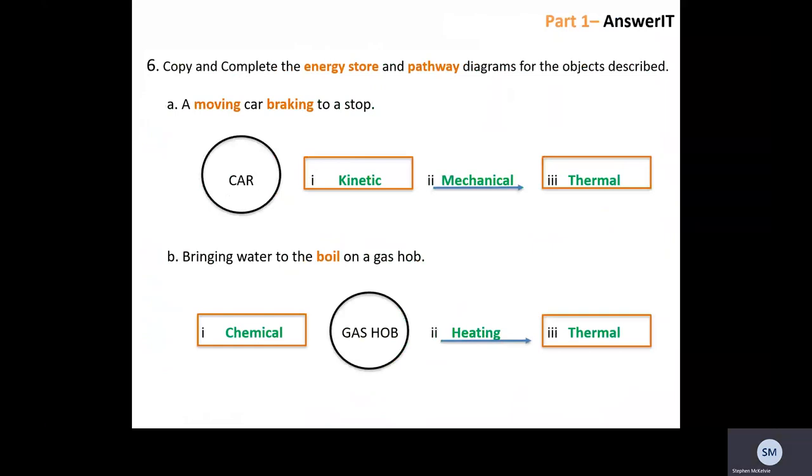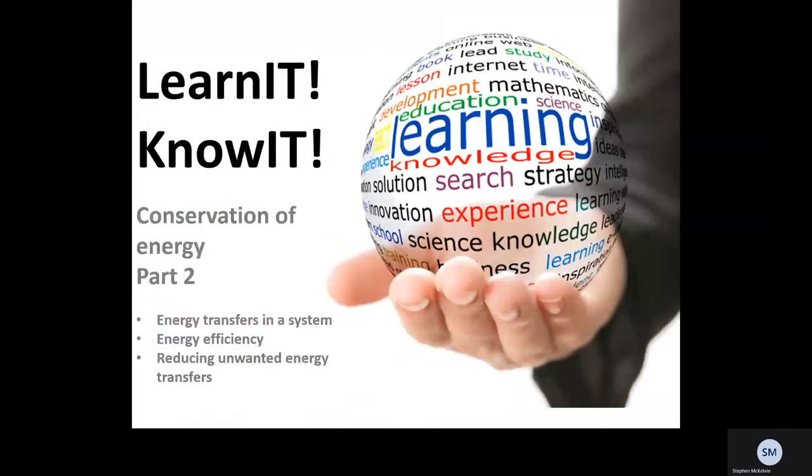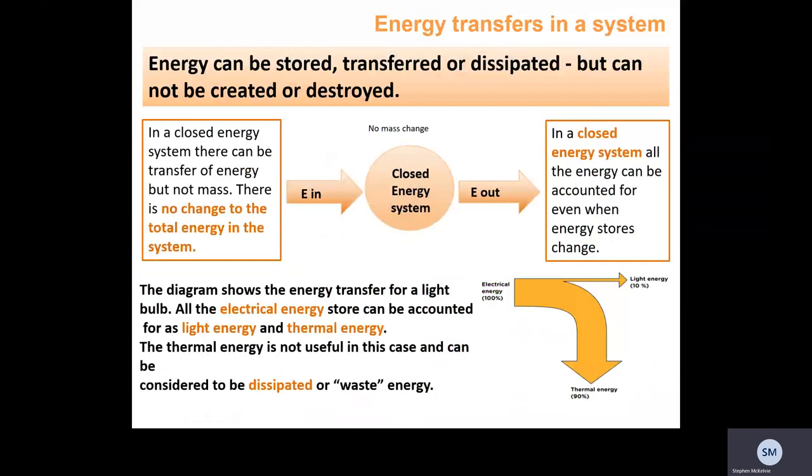Okay, conservation of energy. So what we're going to be looking at now is this idea that hopefully we now understand that energy is transferred from one store into another store through a pathway, through a transfer, and when that transfer occurs, it's that transfer that does something. But this is super important. It's called the law of conservation of energy. Energy can be stored, transferred, or dissipated, but cannot be created or destroyed. Dissipated means lost to the surroundings.